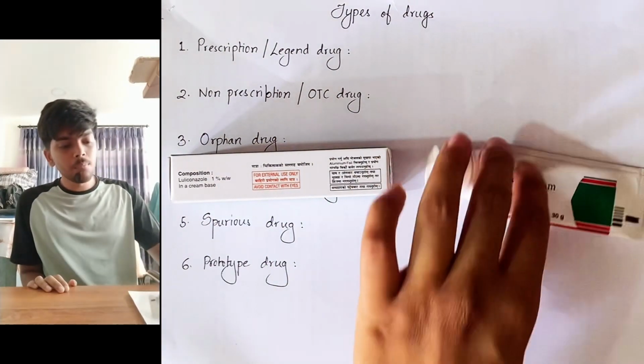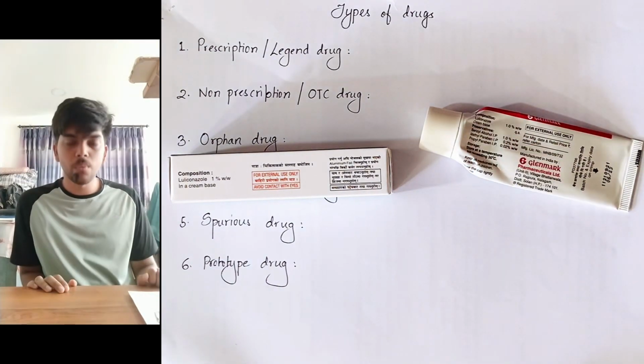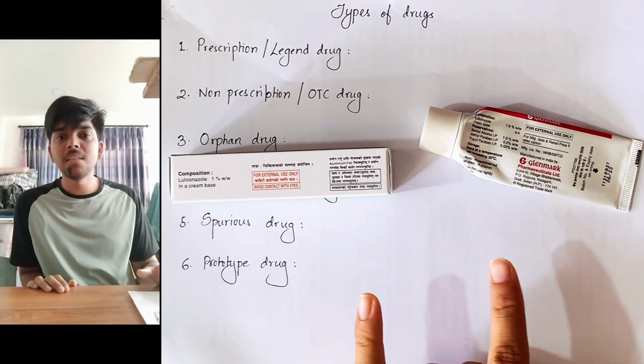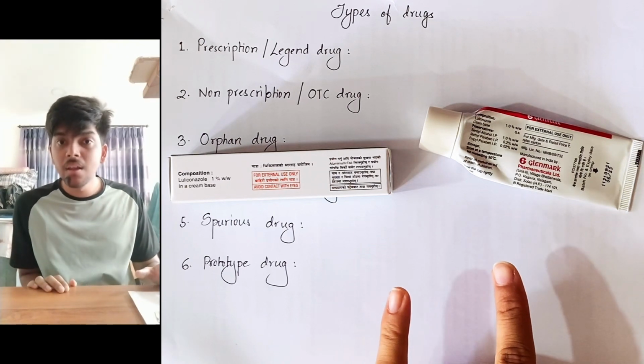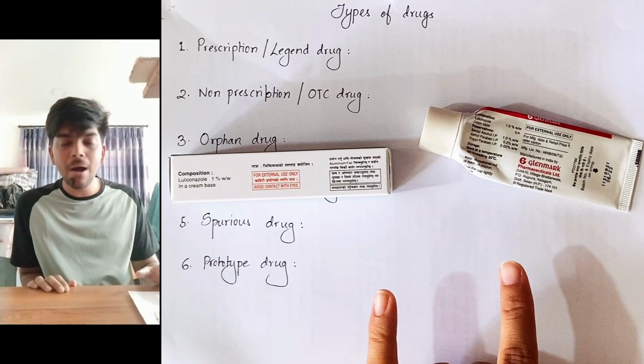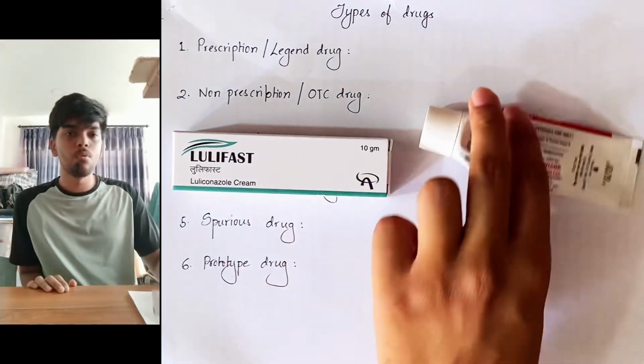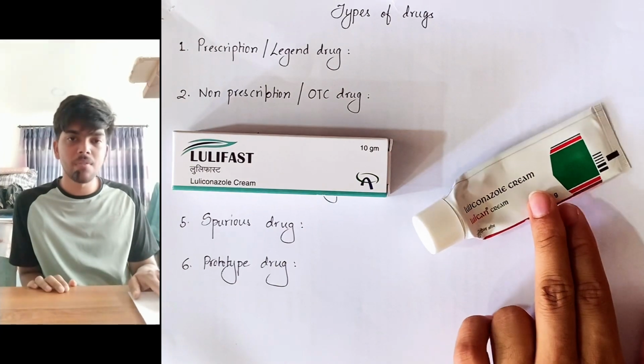In Lulican cream, the composition is also luliconazole 1% weight by weight. Since both of them contain the same chief ingredient in the same percentage by weight, or in the same amount, I was able to buy this even when the other one was not present in the pharmacy.